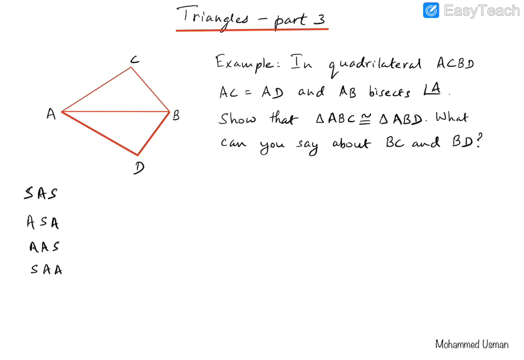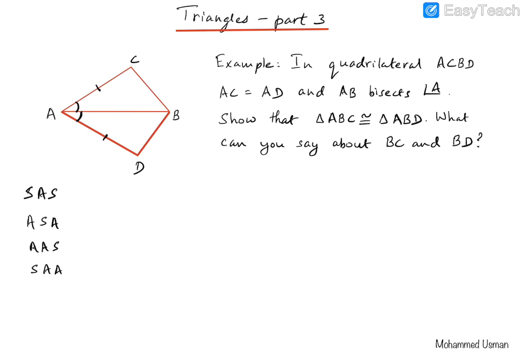rules. Okay, so in the first example here we are given a quadrilateral ACBD, and we are given that the side AC is equal to AD. So AC is this side and AD is this side. These are equal, and we are also given that the line AB bisects angle A. So that means the total angle A is divided into two equal halves. So that angle is equal to this angle. So they are equal. So AB bisects angle A.